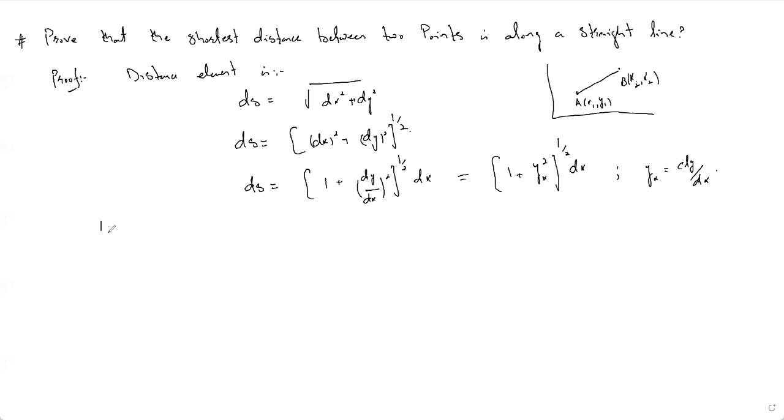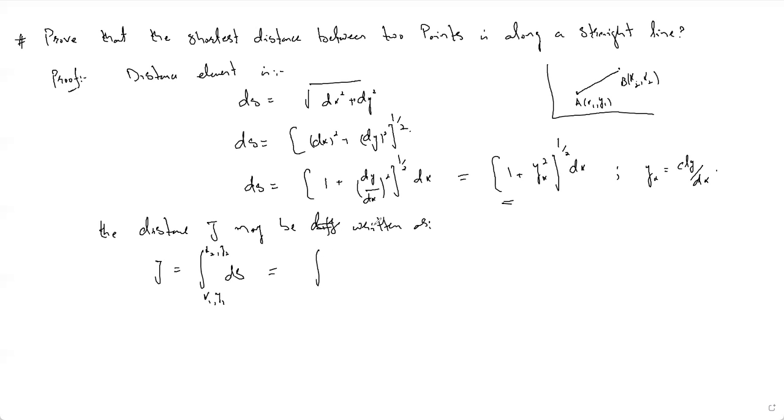Okay, now the distance J may be written as an integral from the point x1, y1 to x2, y2 of ds. Integral of this ds from the limits x1, y1 to x2, y2. So now I have already obtained the distance element, that is given by this.